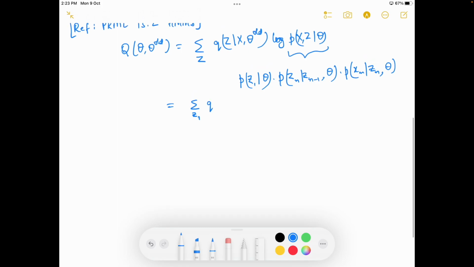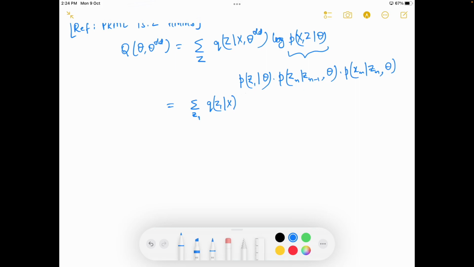Times q of, instead of writing all the z's, now I can write only the single z1. Why? Because the others will marginalize. It is q of z1 into q of z2 given z1, but then there is no z2 there, so the summation over z2 of all those z2 given z1 will become 1. In this way all other z's will marginalize to 1, and what will remain is only q of z1 given all the data x comma theta old. For the sake of brevity, I will not write theta old now, because whenever you have q, it is obviously on theta old only, and whenever you have p, it is on theta. So p is on the unknown parameters and q is on the previous known value of the parameters. To save some space, I will not write theta old again and again.